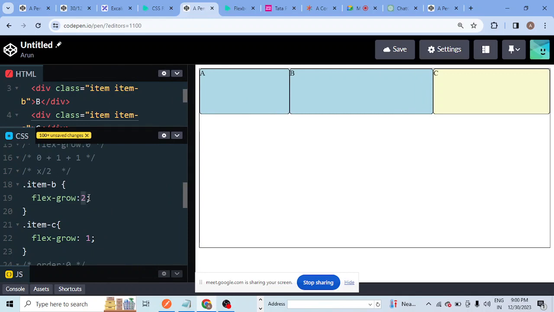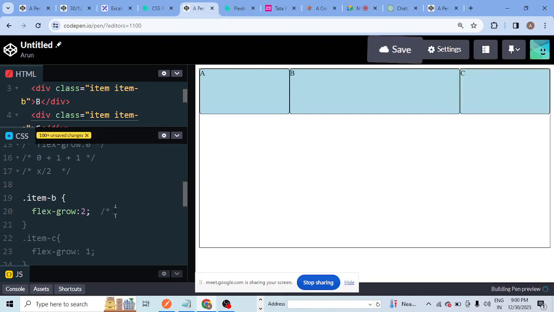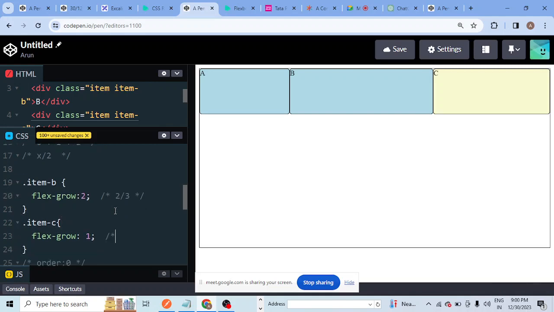2 is occupying kind of two-third, right? Now it becomes two-third. So B will get two-third of the space, two out of three portions. That's called 2 by 3. Item C will get 1 by 3. Why? Because the grow value is only 1. So it's proportionate to the other items' grow values. It is going to occupy the remaining space for sure.